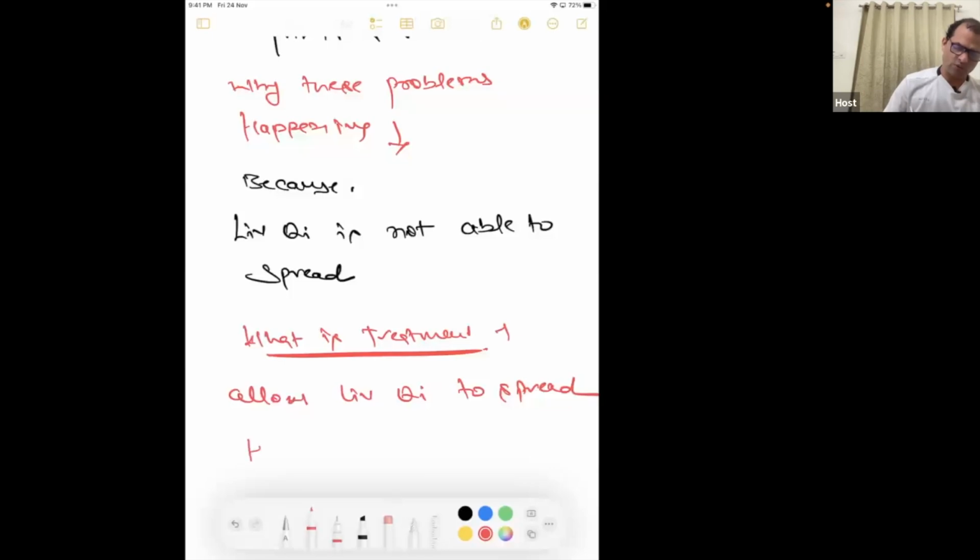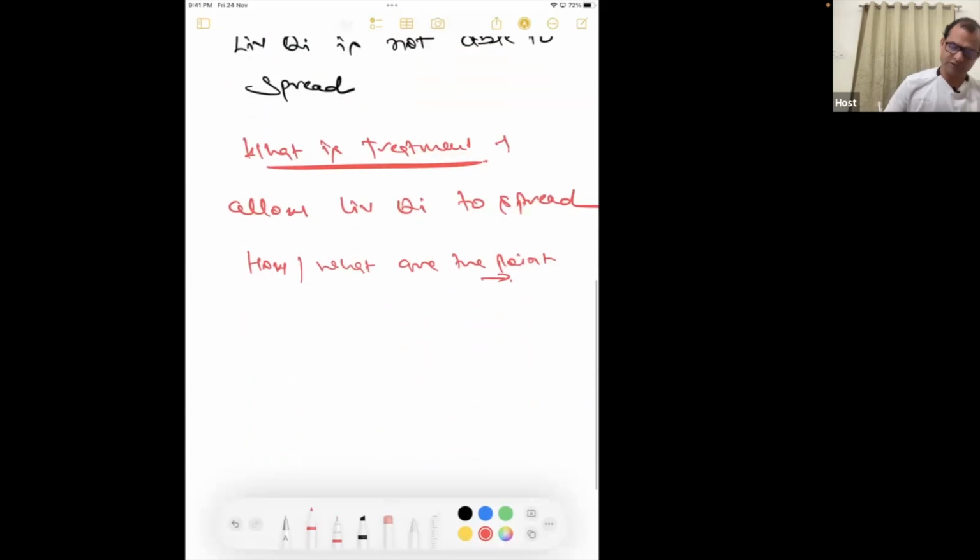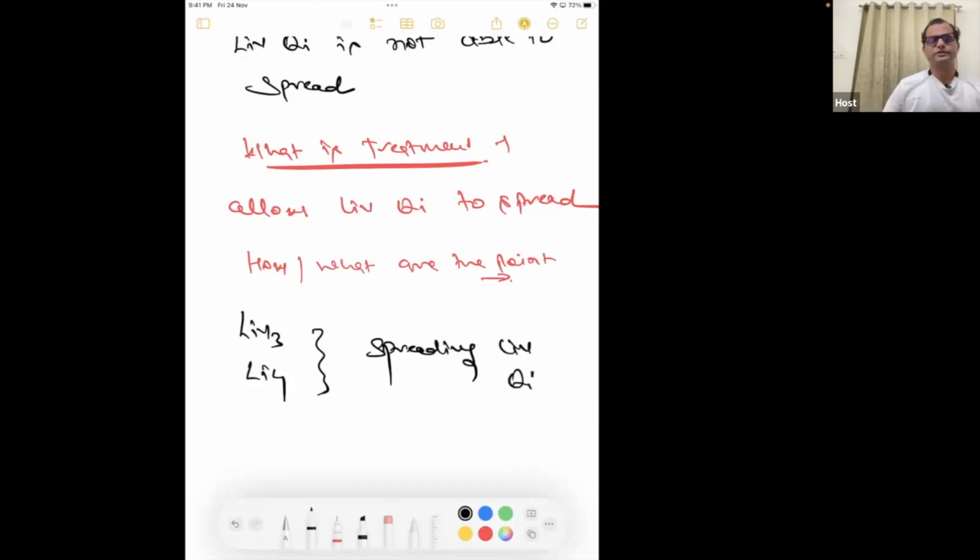So how, and what are the points? इसके क्या पॉइंट्स होंगे? So a few things. Number one, now remember a few points. Liver 3 and Li4, there are two very wonderful points. Liver 3 and Li4, they are spreading liver chi. ये दोनों लिवर ची को स्प्रेड करते हैं.